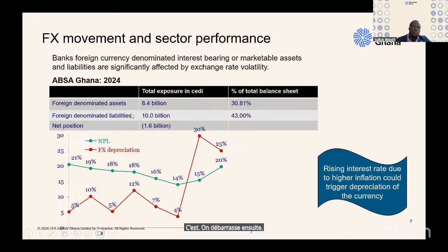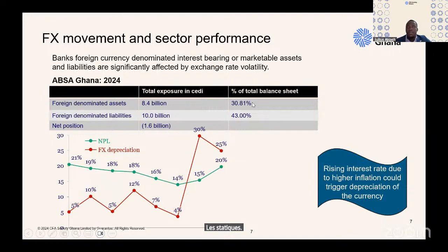Now, when we look at the foreign denominated liabilities too, this includes the deposits and all that in multiple currencies, and in Ghana cedi about 10 billion, and that's representing 43% of the total balance sheet liabilities. So if I say percentage of total balance sheet, I mean balance sheet of assets and liabilities. So this is 43% of the total balance sheet liabilities, and this is 30.81% of total balance sheet assets.